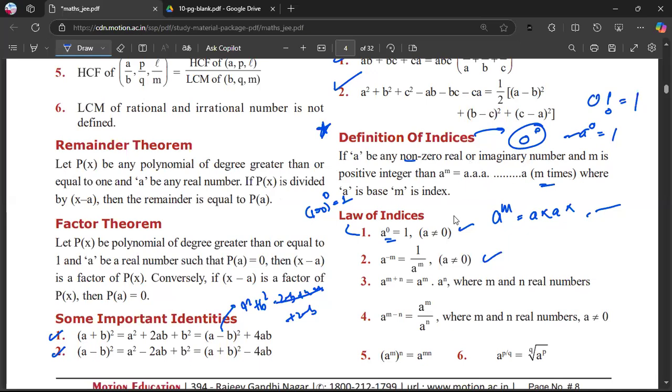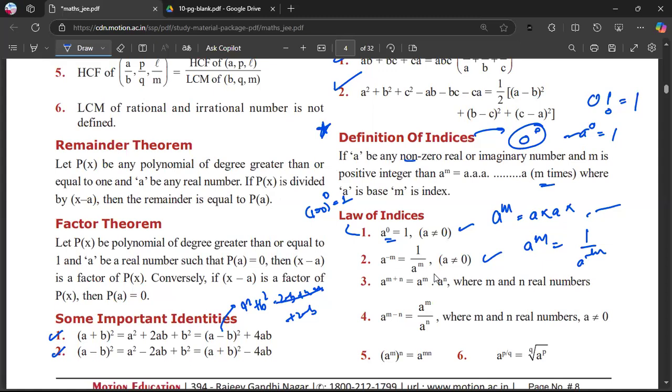Understood? Yes, sir. So now, if anything is raised to a negative exponent, then we can write that particular term in the denominator, and the sign of the power will be changed to the opposite. The opposite sign will be used in the exponent when we take the term from numerator to denominator or denominator to numerator. If the power was positive, it will become negative. If the power was negative, it will become positive.